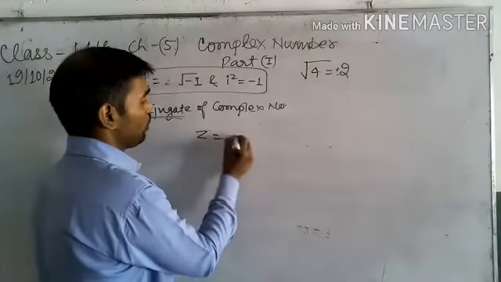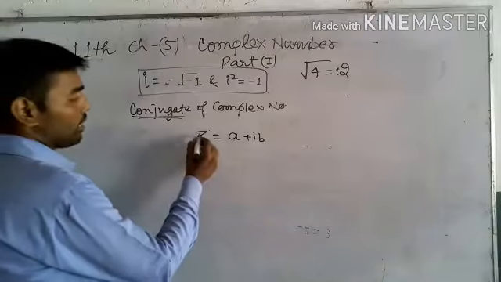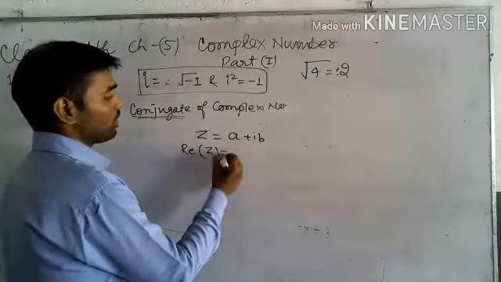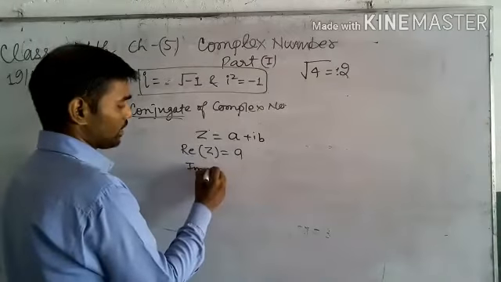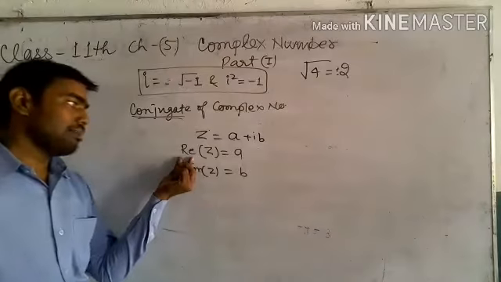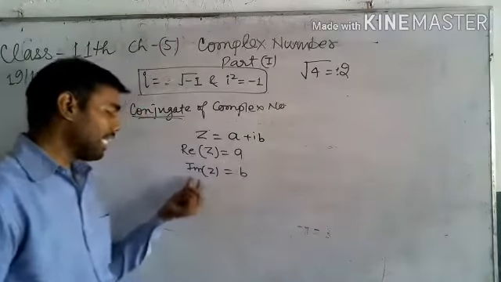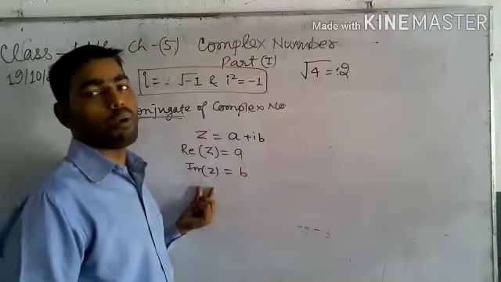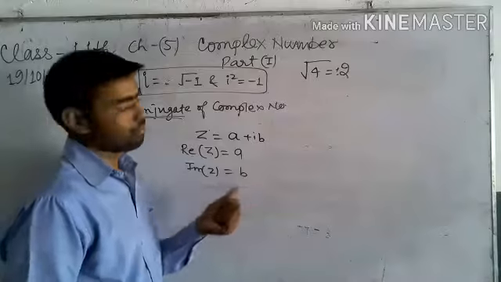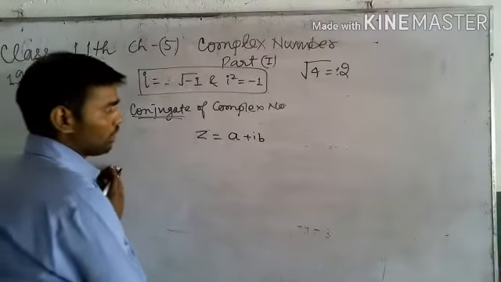z is equal to a plus ib. This is the complex number. Here, real z is equal to a and imaginary z, we can write in this form, Re means the real part of this complex number is equal to a, and Im means the imaginary part of this complex number z is equal to b. So we talk about the conjugate of complex number.